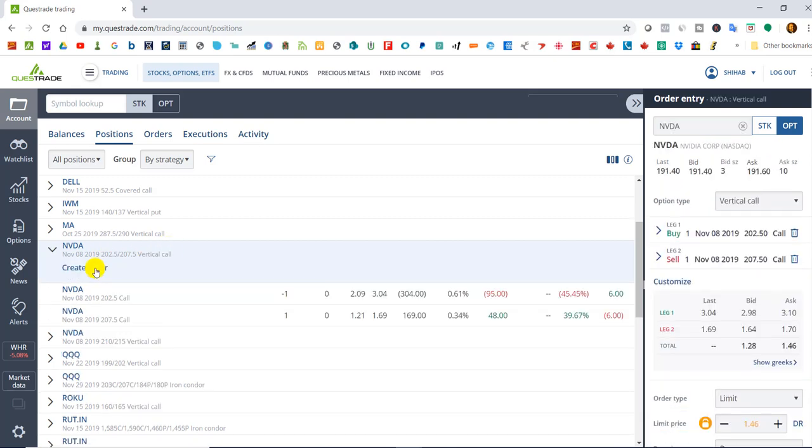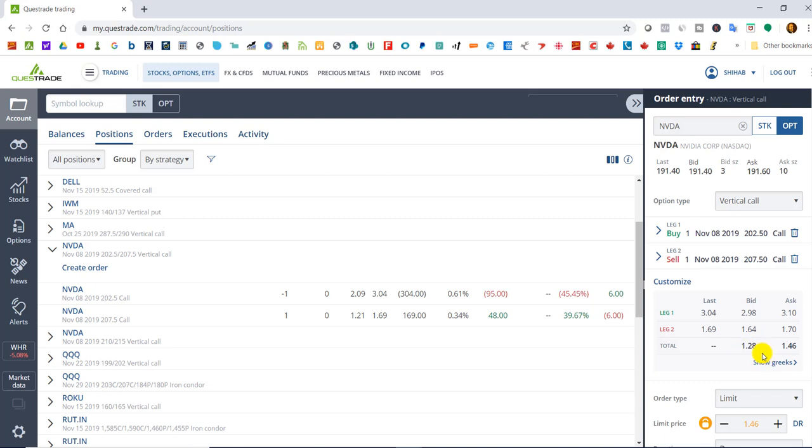Now, NVIDIA, this call credit spread on NVIDIA caused me a lot of trouble today because NVIDIA reached 200 and my strike is 202.5 until November 8th. But the market dropped towards the end of the day and now I'm in a safer position. I'm still in a losing position, but much safer. Collected about $80 or $88 for this trade.